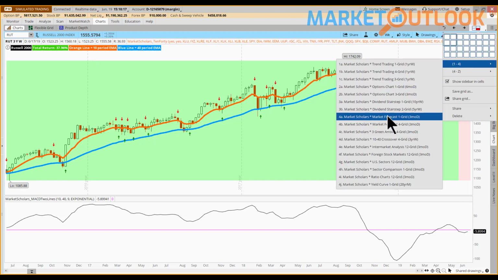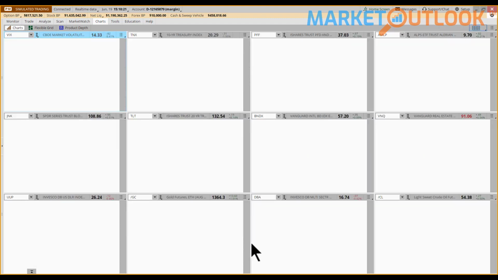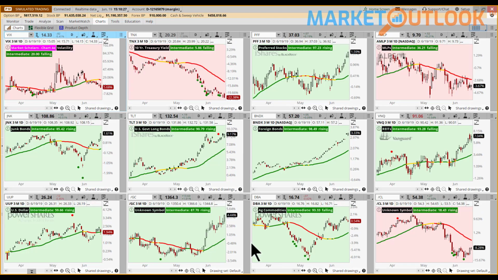All right, let's take a look at some 12 grid analysis now. Starting with the intermarket analysis, this will be chart 4E. As a reminder, the background colors of these charts will determine whether we have a bullish or bearish posture on the intermediate term line on the market forecast indicator. Again, that's the green line on the market forecast indicator, not the blue line or the red line.